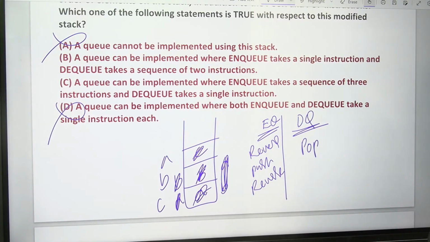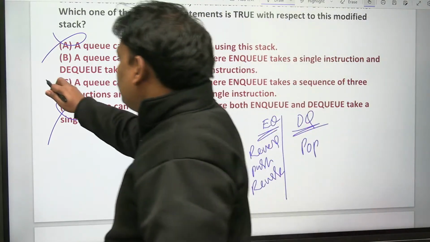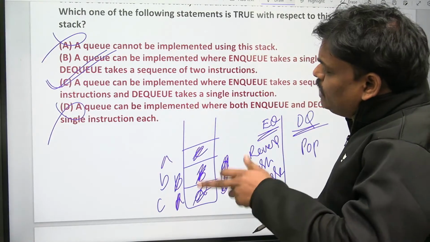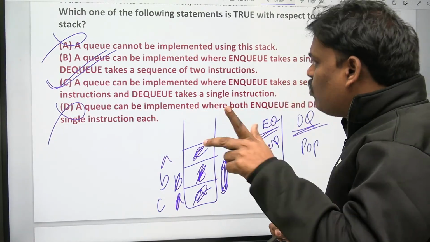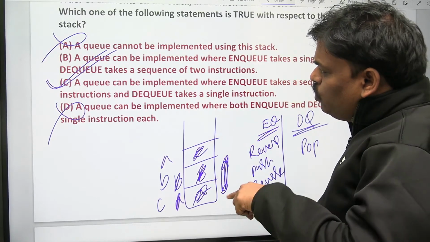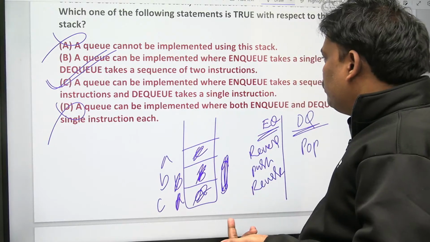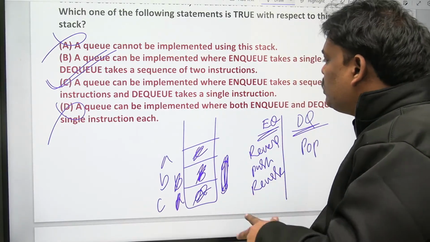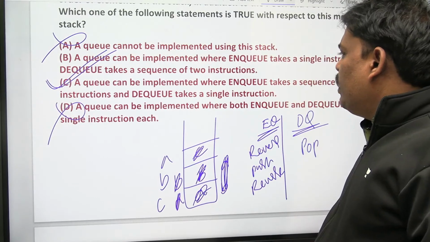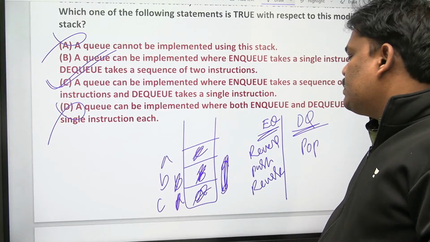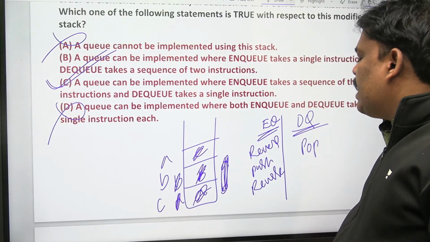So what I want to say is, NQ operation requires 3 instructions. DQ requires a single one. I think the answer is C. And one more interesting answer: you implemented Q using stack, and that is also one stack only because of the reverse operation. If the reverse operation were not there, 2 stacks would be required. Implementing Q requires 2 stacks, but because of the reverse operation, one stack is enough.